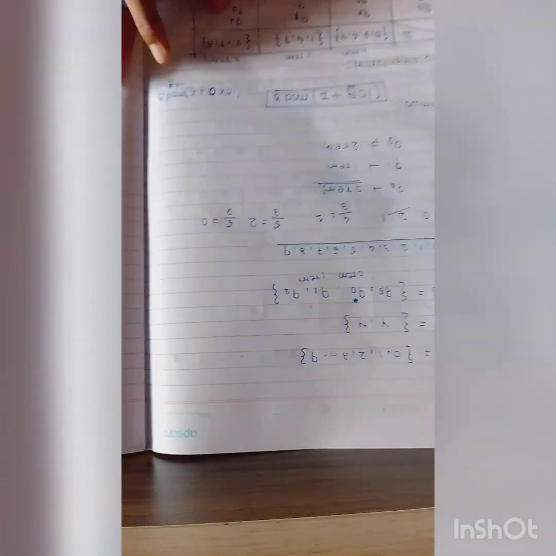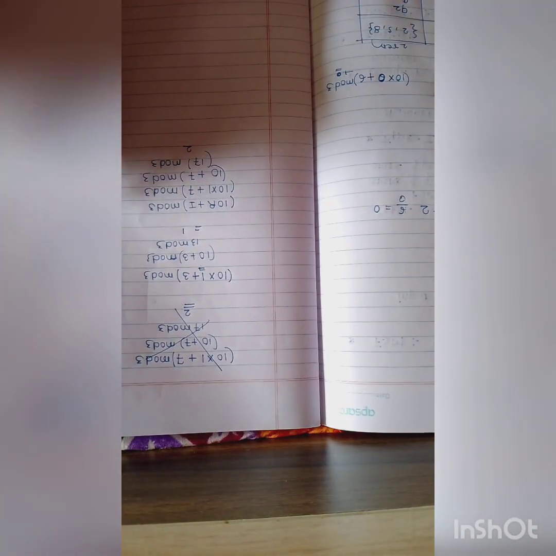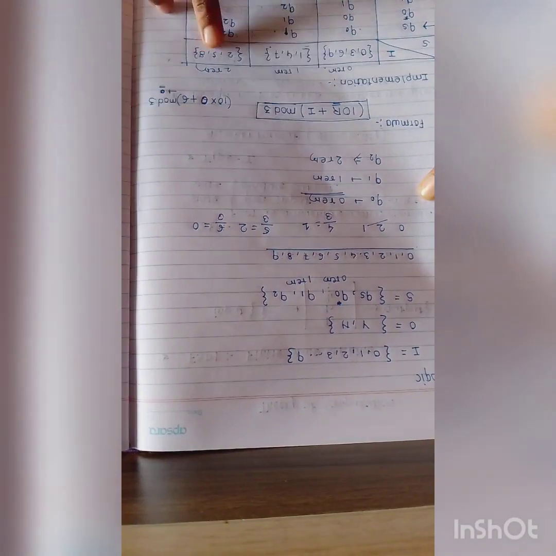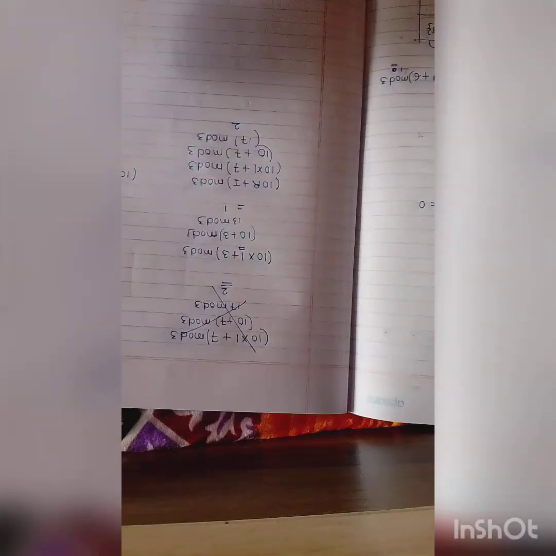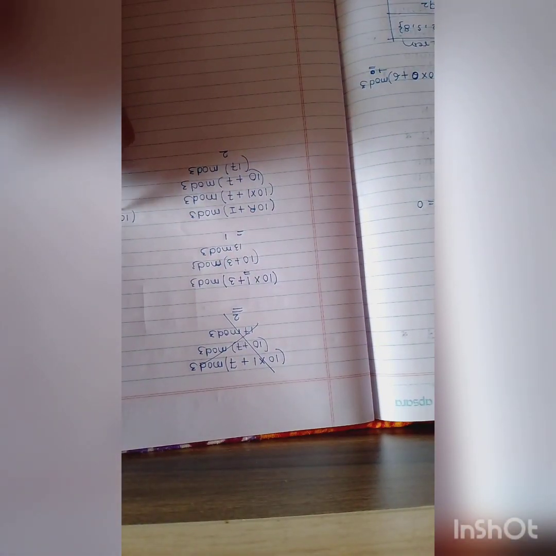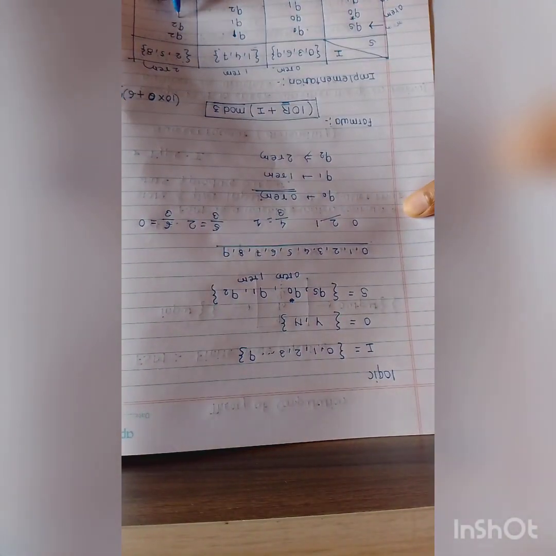Then again we find the remainder: 10 multiplied by 1, taking any number from these states, 5. 15 mod 3 is 0, so that is the q0 state.